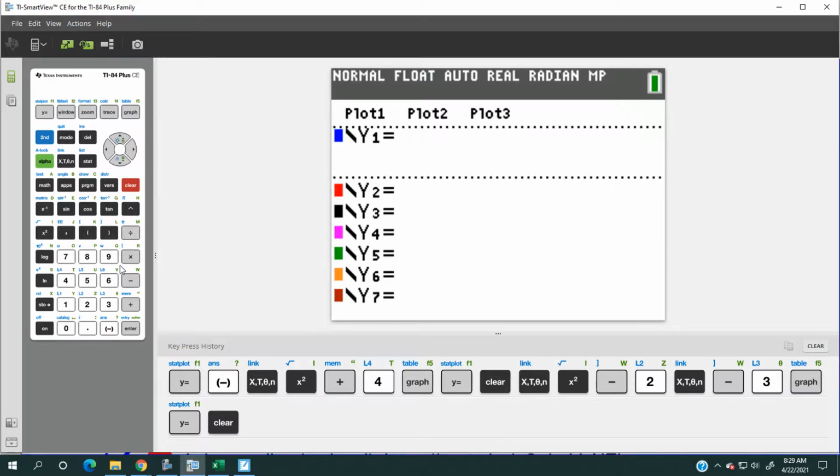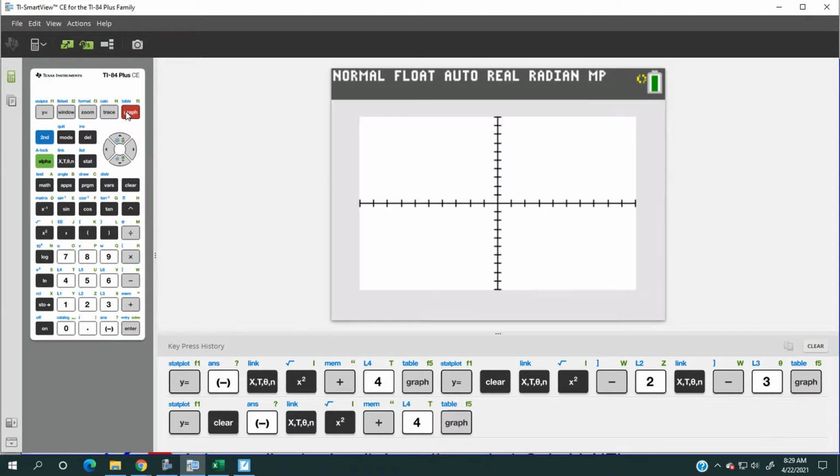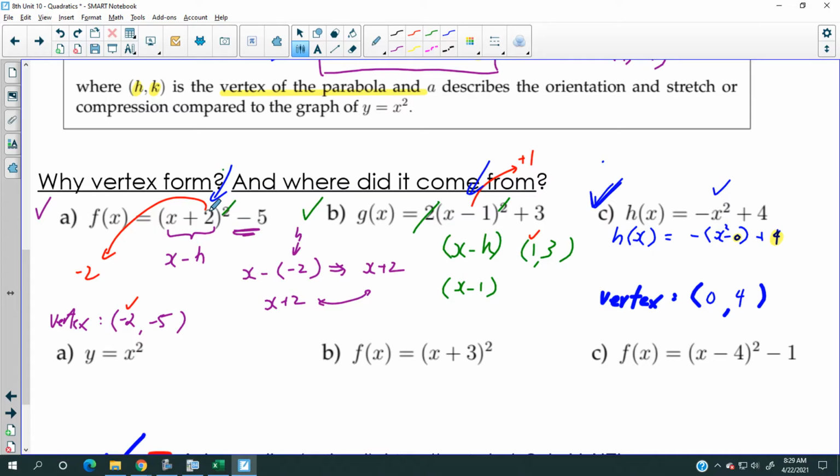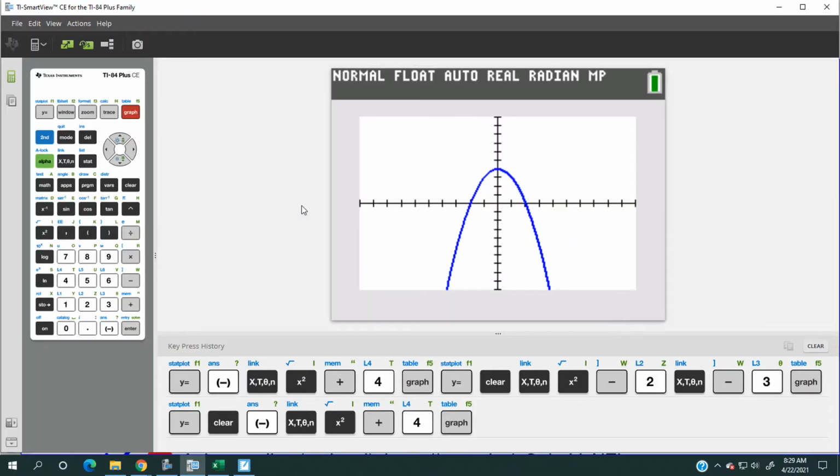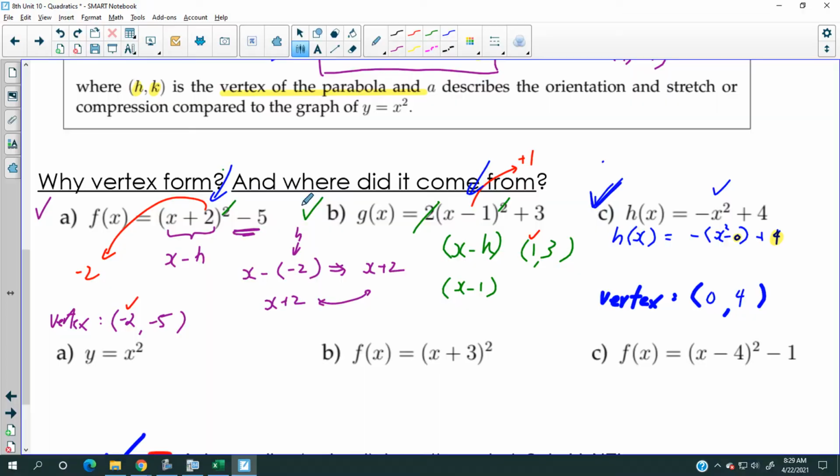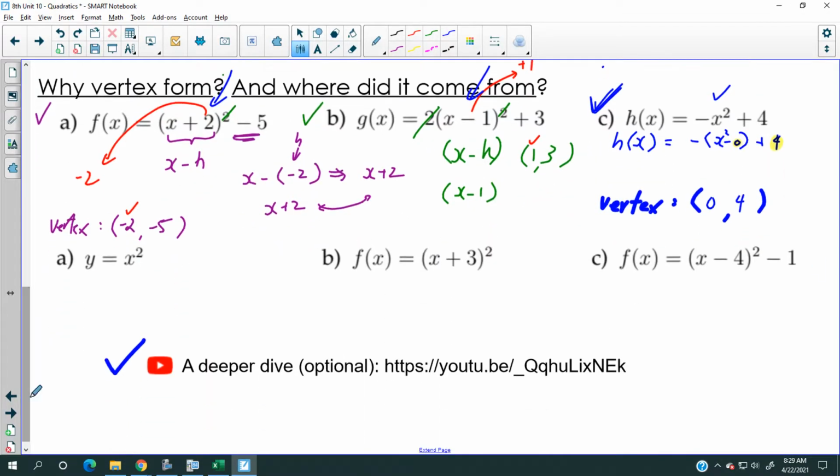All right, so let's see, negative x squared plus 4. Negative x squared plus 4. Right? See that, right? 0, 4, right? Look at the vertex. 0. Oops, went too far. 0, 4. That's it. You see that, right? Okay, good. All right. Now, what about this one then?